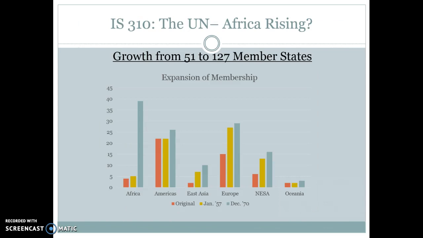So let's talk about Africa rising first. So you had a handful of African states in 1945 that were independent. The rest were colonies of various European powers. And so you don't have much expansion of member states from Africa from 1945 through January of 57. I picked January of 57 because in March of 57, Ghana becomes the first sub-Saharan African state to get its independence from one of the existent colonial powers.